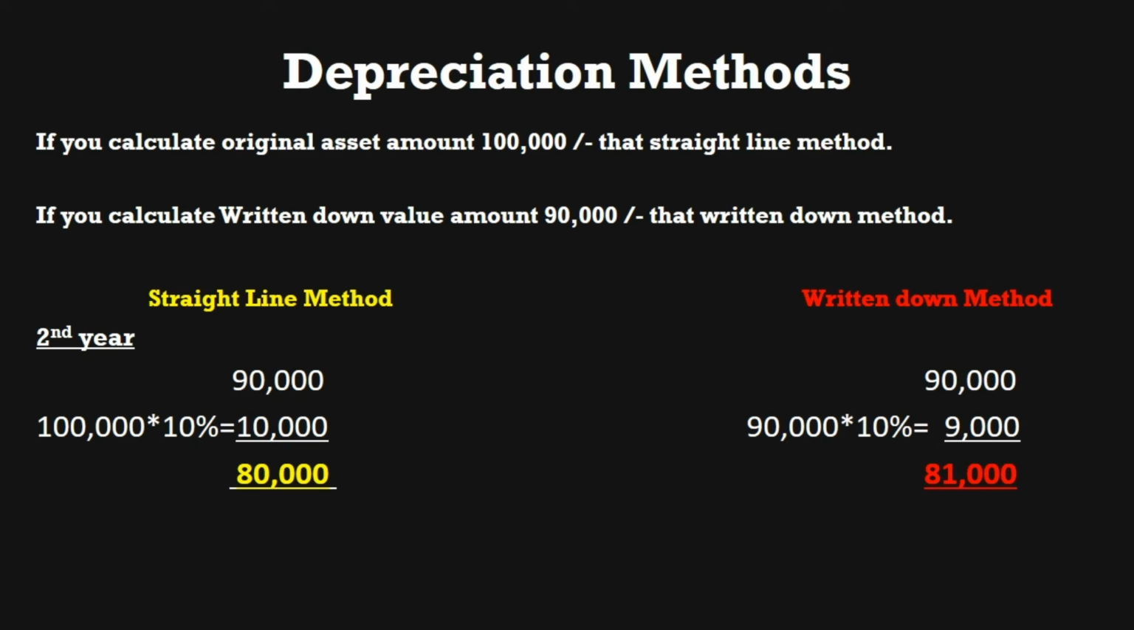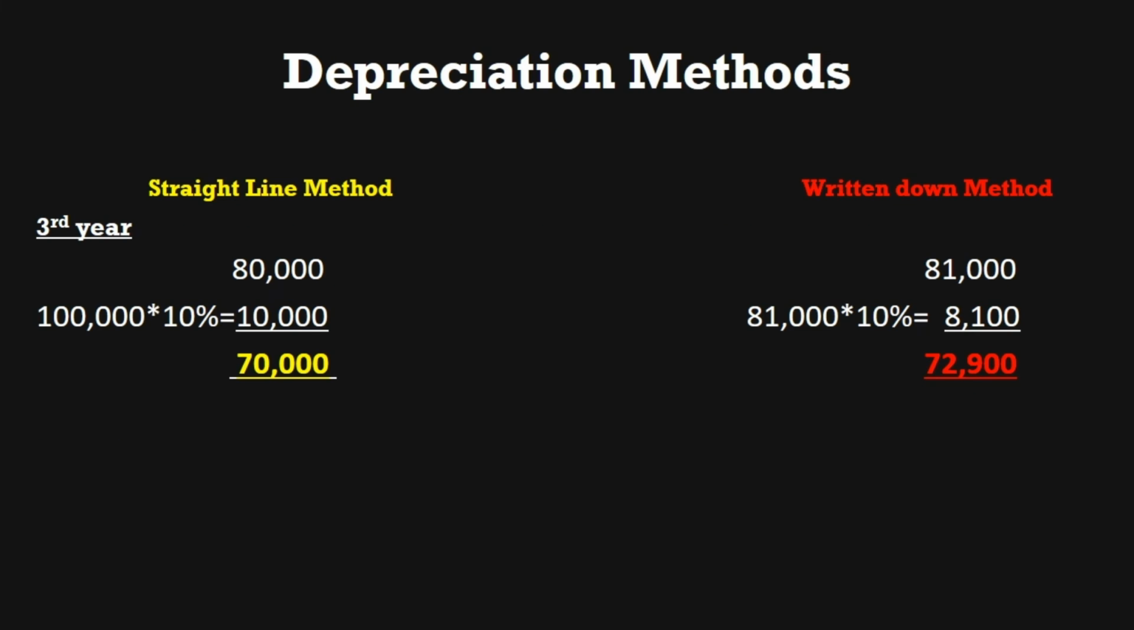So you can see the second year. In straight line, 90,000 minus 10,000 comes to 80,000. In the written down method, 90,000 minus 9,000, because 90,000 into 10% equals 9,000, gives 81,000. So what happens next year? In the third year, straight line takes 80,000 and written down takes 81,000.